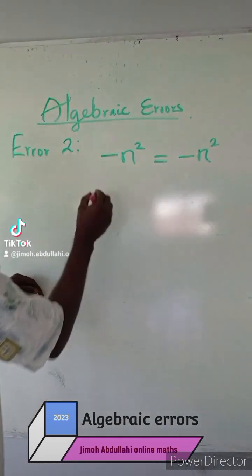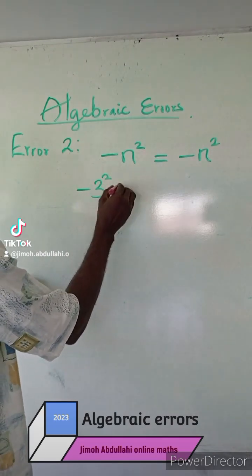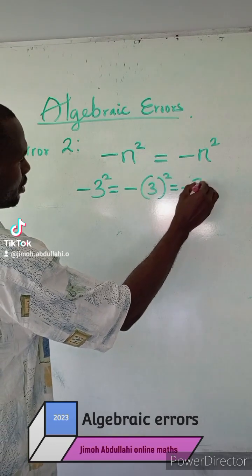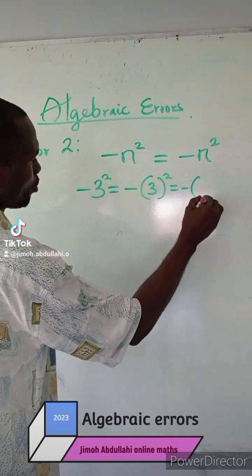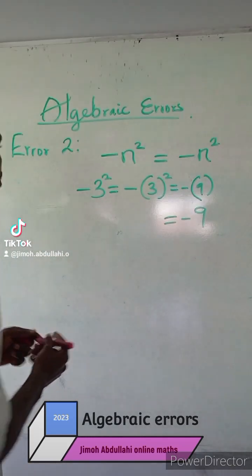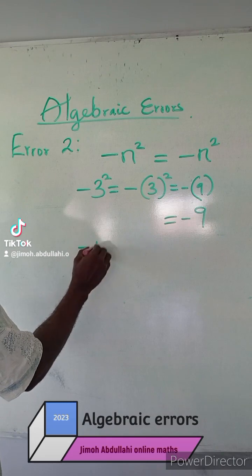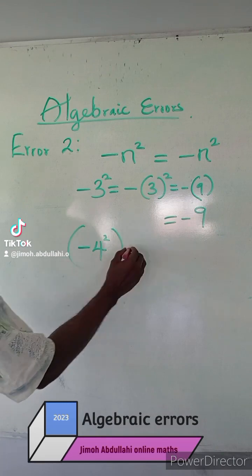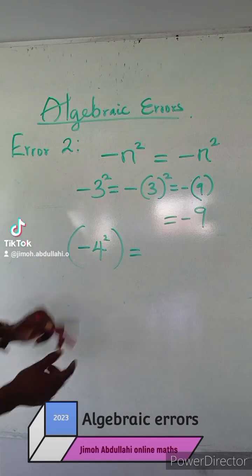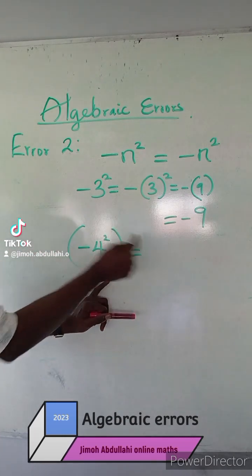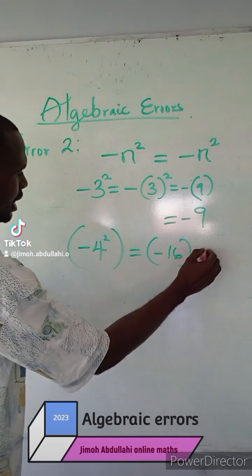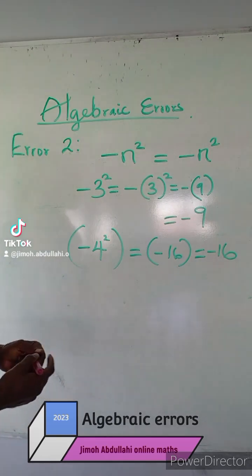When you have minus 3 to the power of 2, it is minus 3 squared, and that will be minus into 9. So the answer will be minus 9. Equally, when I have minus 4 squared, that doesn't mean that the answer will change to positive. Why? Because the square is not on the bracket, it is on the number. So this will equally give me minus 16, and the answer will remain minus 16.